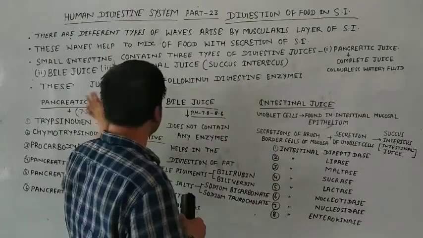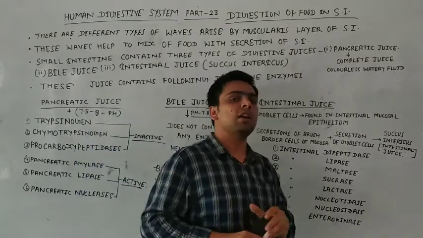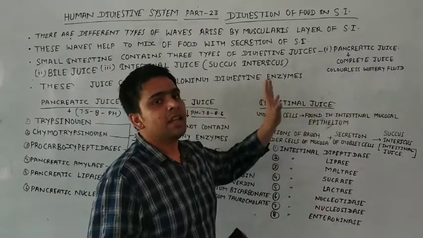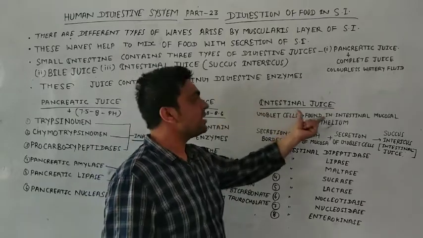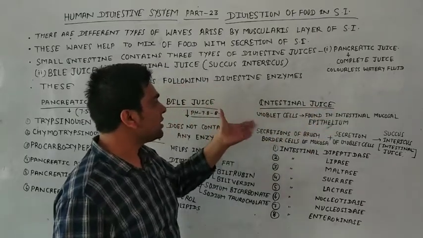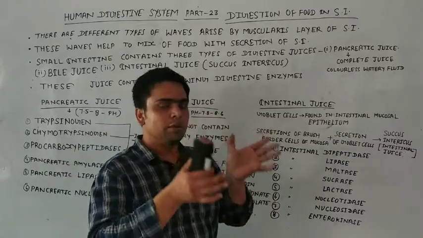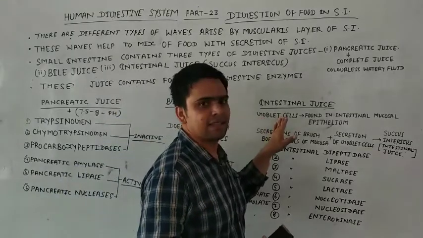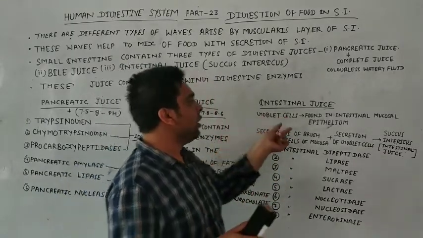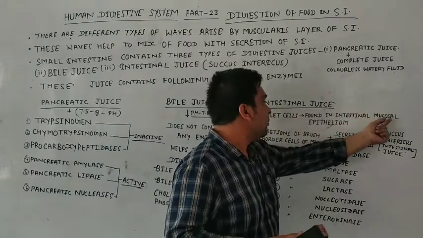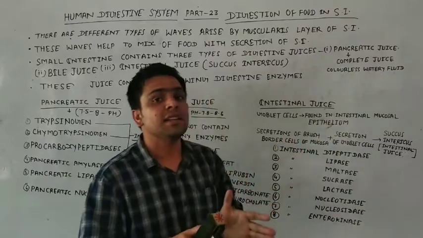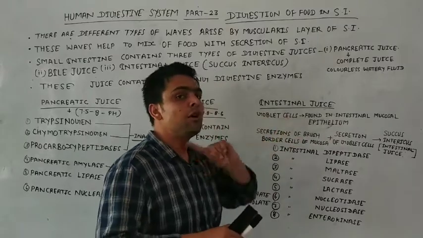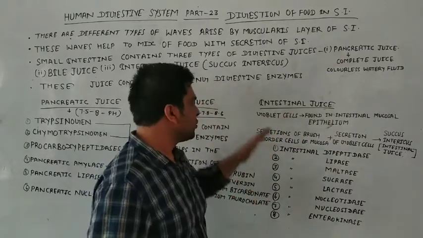Come to the next point. Besides pancreatic juice and bile juice, one more important juice is found in our small intestine, known as intestinal juice. The juice secreted by the intestine is called intestinal juice. It is secreted through the wall of the intestine. In the intestinal mucosal epithelium, some special cells are found, known as goblet cells, and through goblet cells some secretions are secreted.